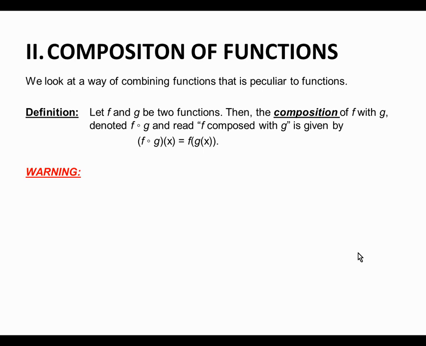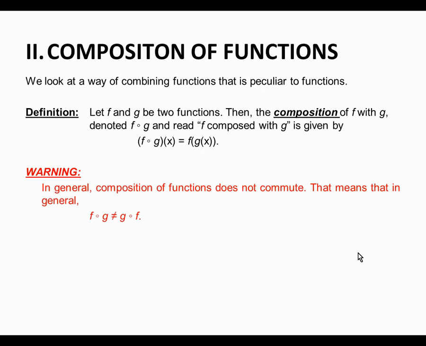Now, warning. In general, composition of functions does not commute. That means that in general, f composed of g does not equal g composed with f. We actually know of operations that don't commute. Division doesn't commute. 6 divided by 2 is not 2 divided by 6. Subtraction won't commute. 6 minus 2 is not 2 minus 6. In terms of our operations, the only operations that commute are addition and multiplication. So the fact that composition doesn't commute should not be all that alarming.